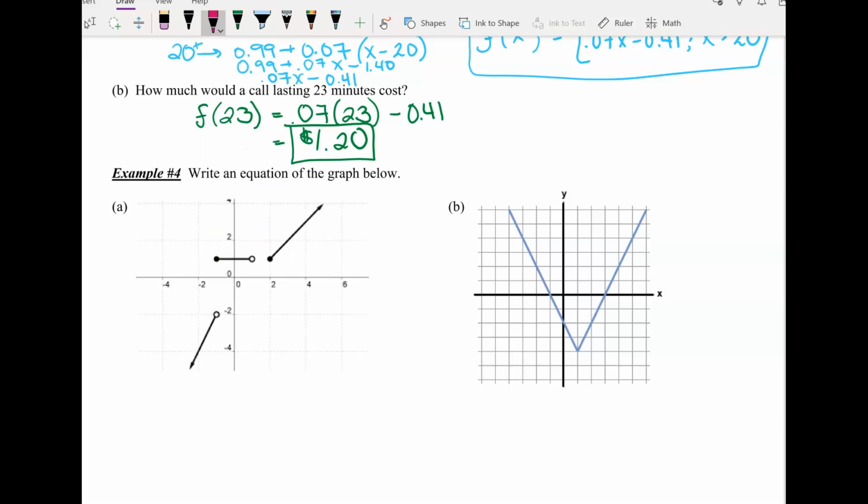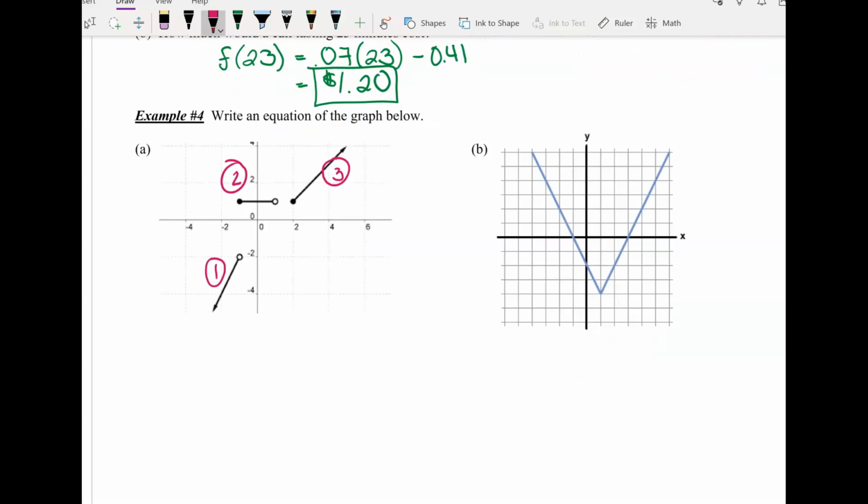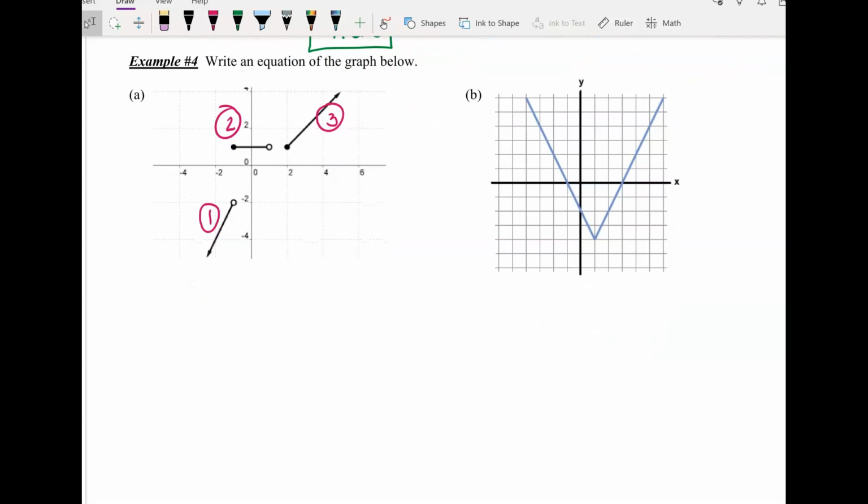All right, write an equation from the graph. So here I see I have 1, 2, 3 different pieces. And I'm going to write them out individually and then put them all together. It's totally up to you how you would like to do it. This is just one way, okay? So the first one, I see that I have a point right here. And then it looks like it goes up 2 and over 1, okay? So that means if I go up 2 and over 1, that's my slope.